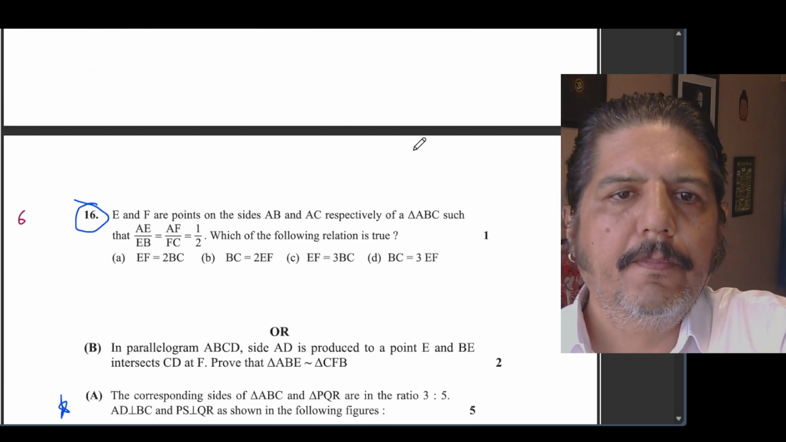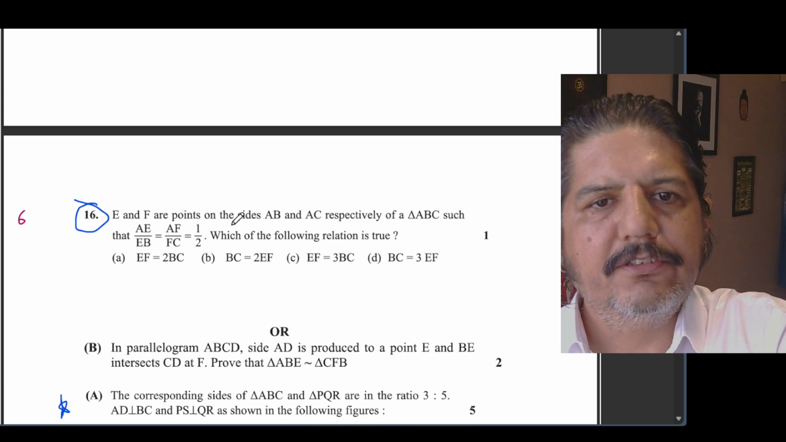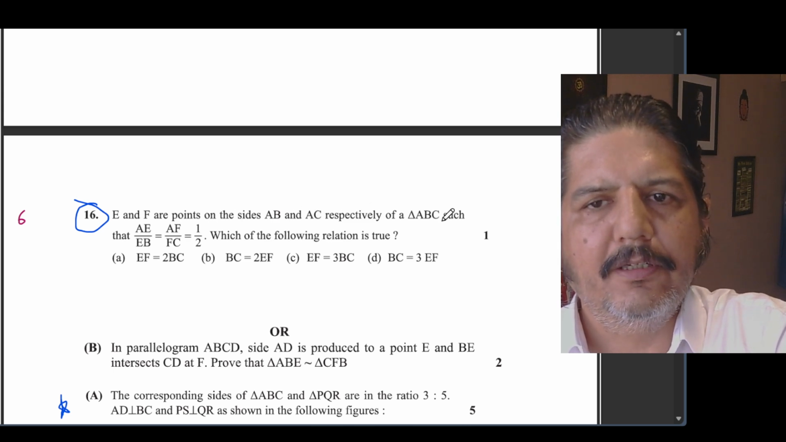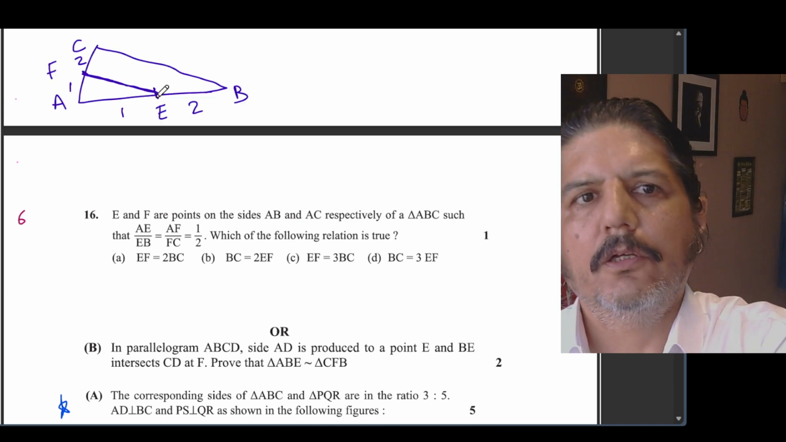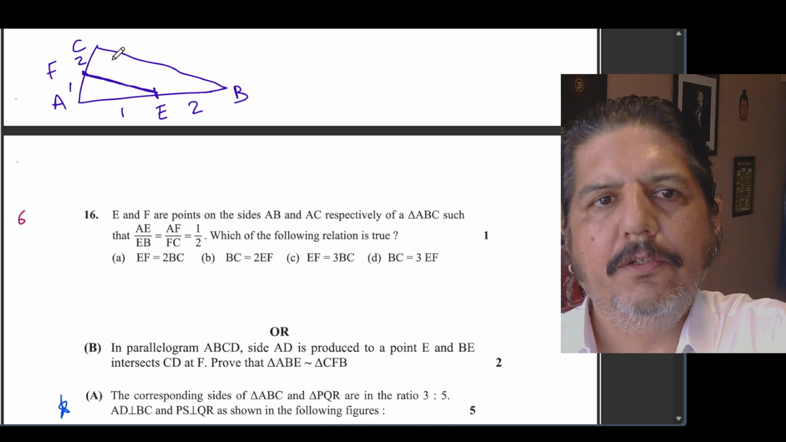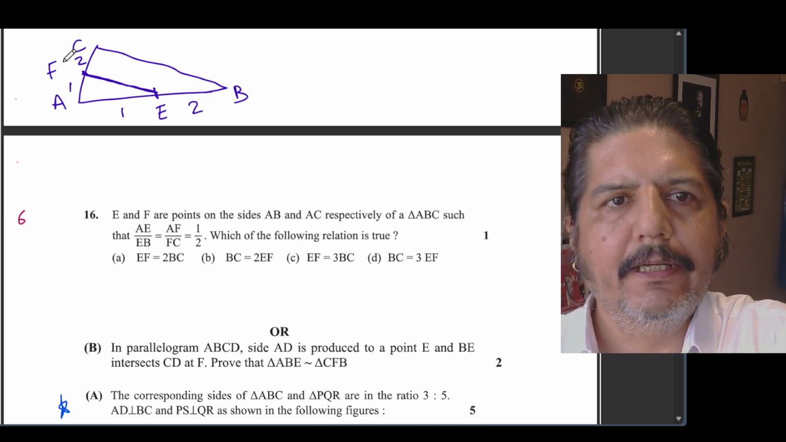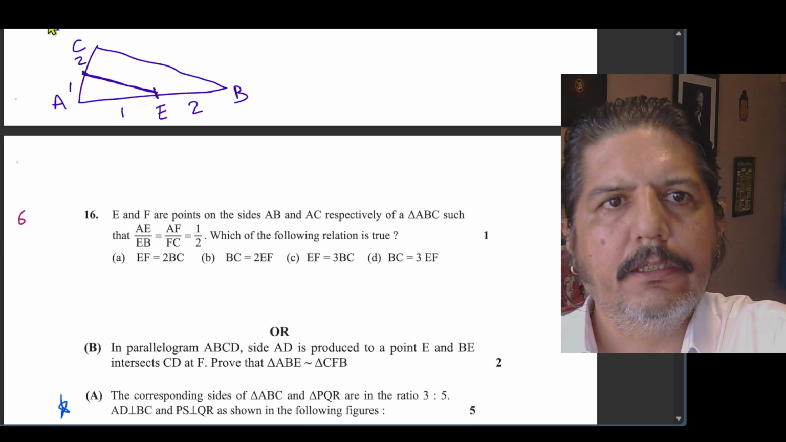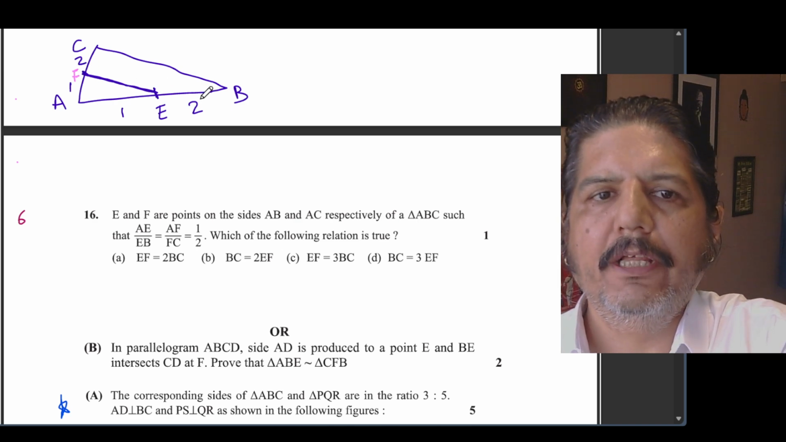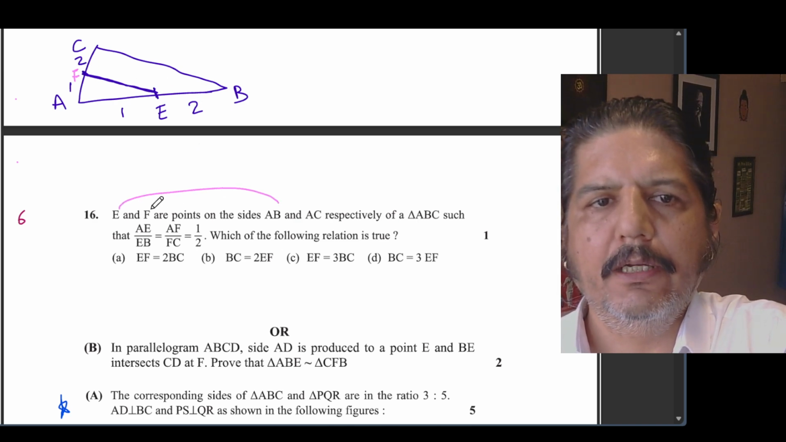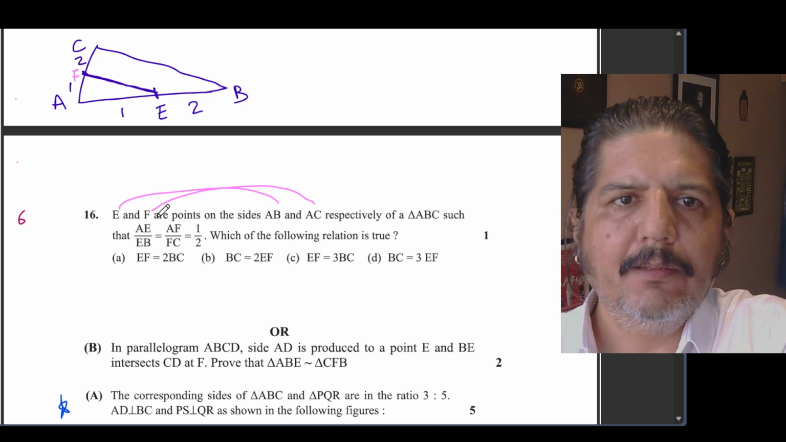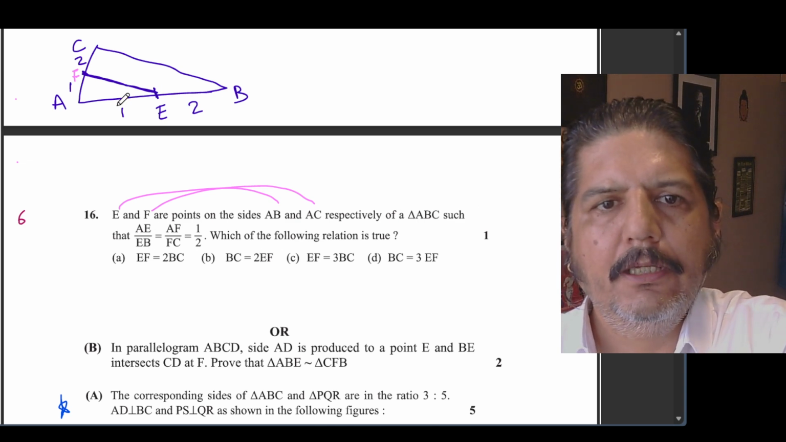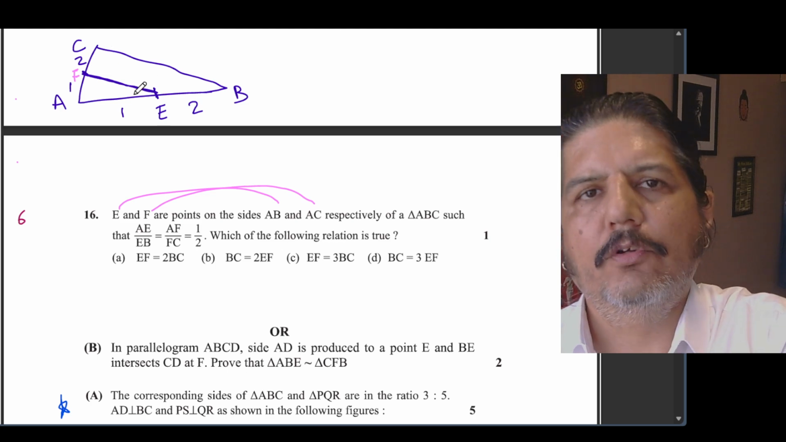Okay. So E and F are points on the sides AB and AC respectively of a triangle ABC. Let's make the triangle. So this is my triangle ABC, and I have marked points E and F. E is a point on AB and F is a point on AC, such that AE upon EB and AF upon FC is equal to half.